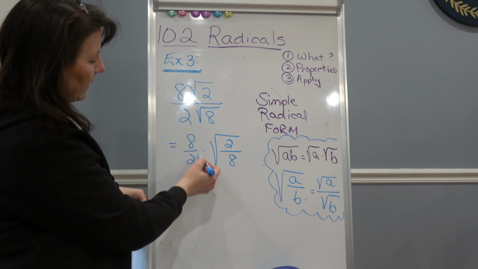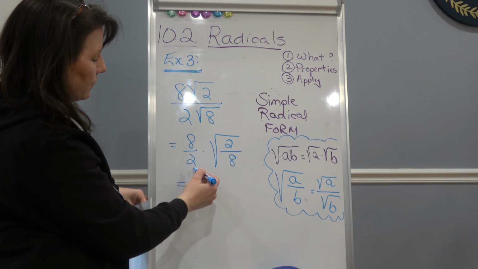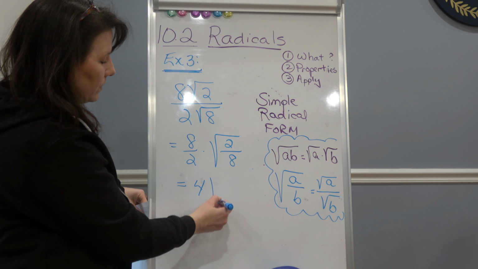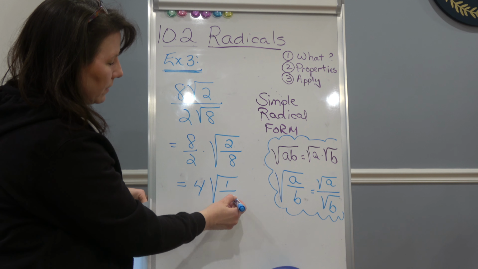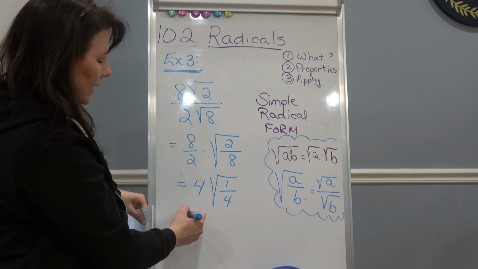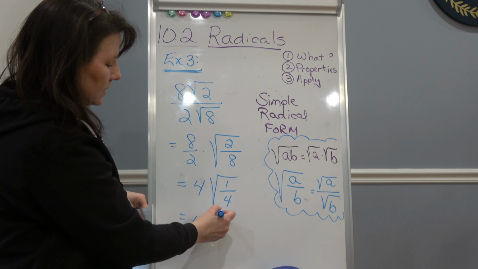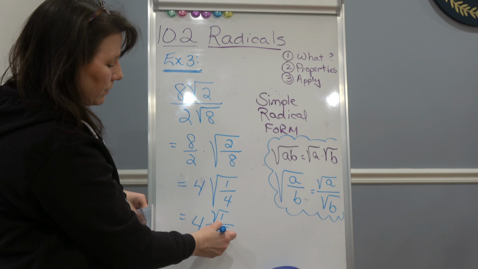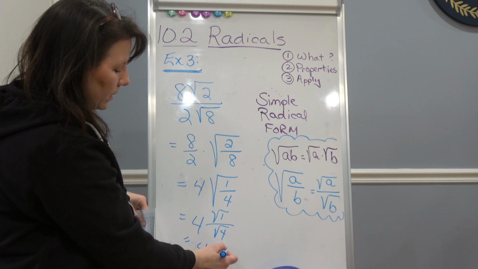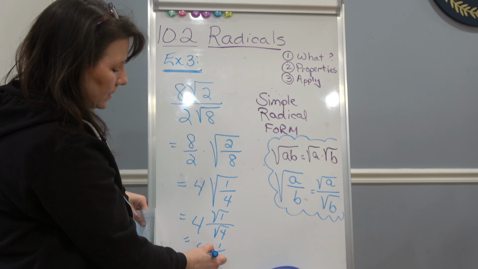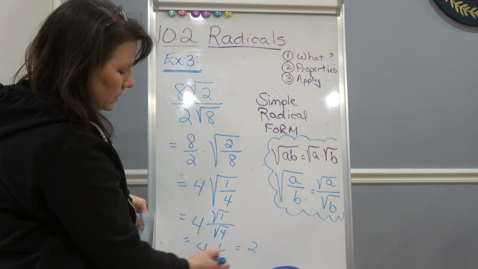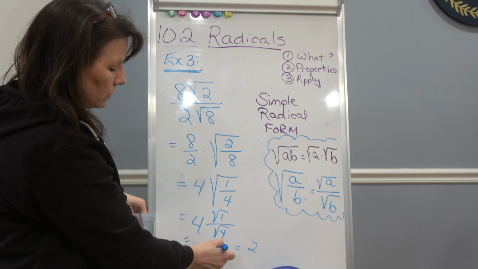So we would just divide this as we normally do, or reduce fractions. 8 divided by 2 is 4. And then this would be the square root of 1/4. We could put this back together if we wanted to. We could say this is the square root of 1 over the square root of 4. And that can be simplified to 1 over 2. Don't forget, this is multiplication. 4 times 1/2 is 2. Because it's 4 over 1 times 1 over 2.